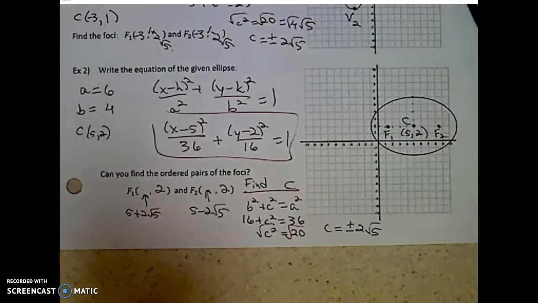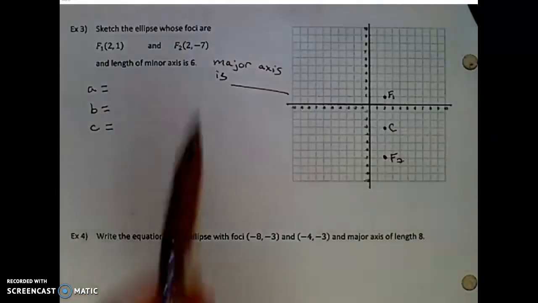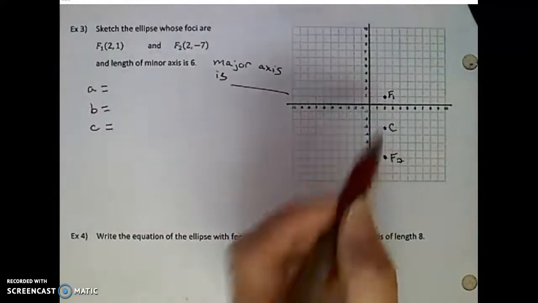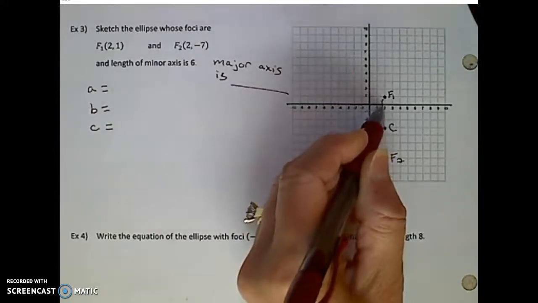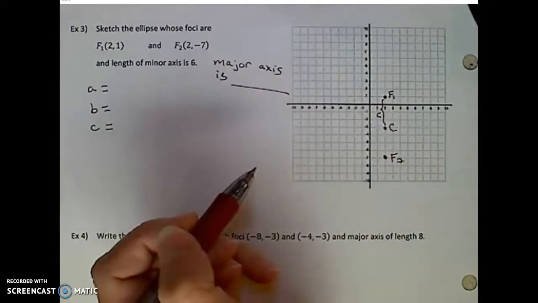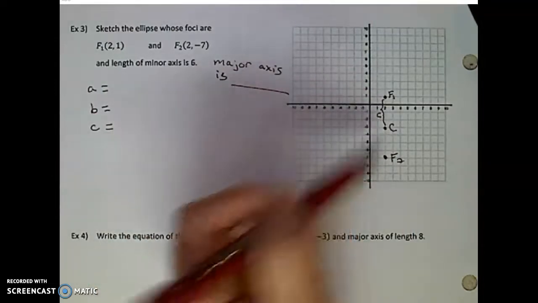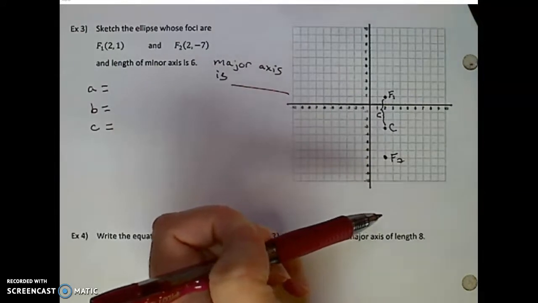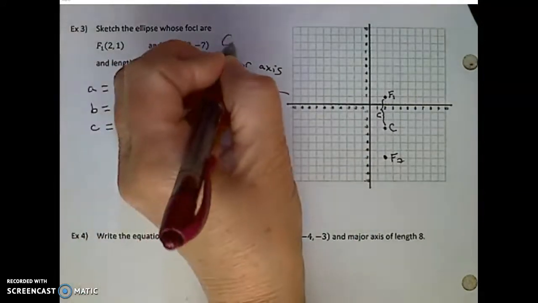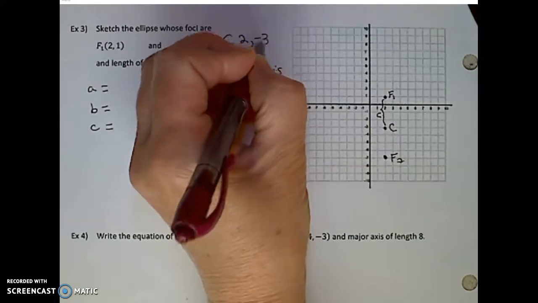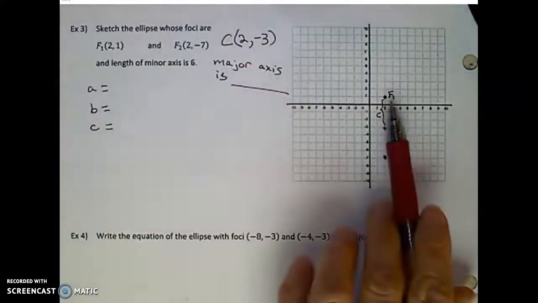Okay, turn the page and let's read for a moment. Okay, I plotted my foci. Notice that right between the foci, this is the distance of C, is going to be my center. The foci are 8 units apart, so my center is 4 units below that focus. So I get a center for this ellipse at 2, negative 3, if I count 4 units down from that focus.